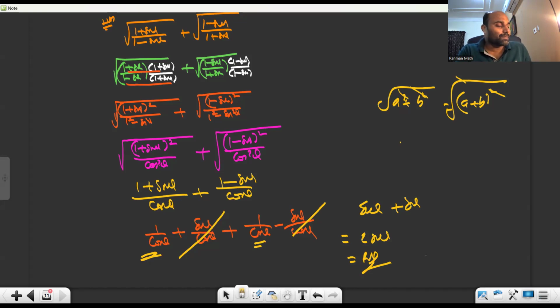Next I'm discussing question number 7. The 7th one, I already wrote the answer. Sorry. Now the 6th one we can discuss. Sec theta plus sec theta is what? 2 sec theta. That's the RHS.